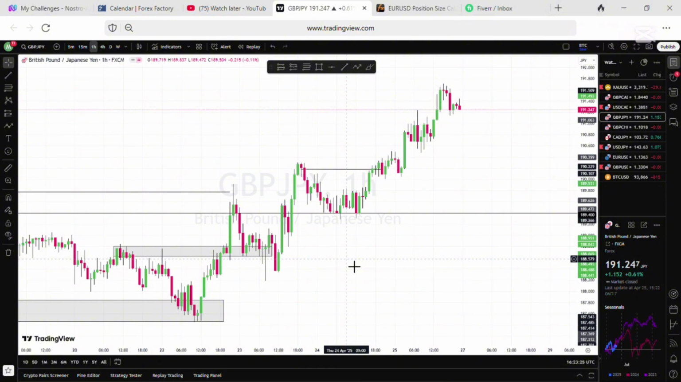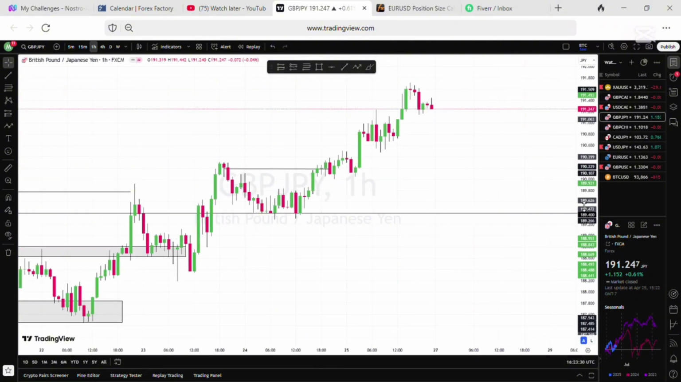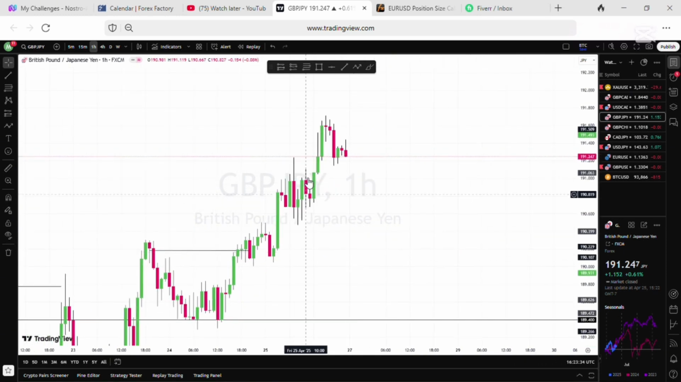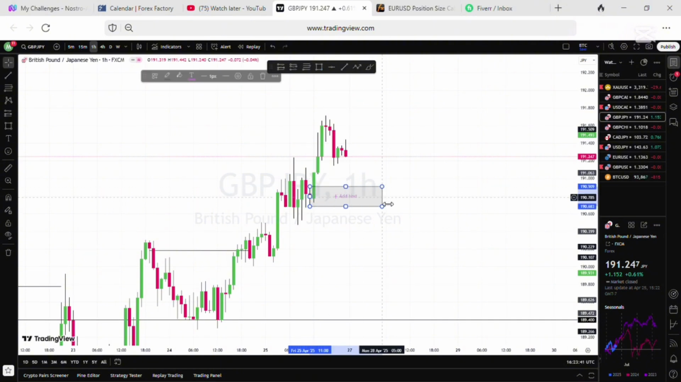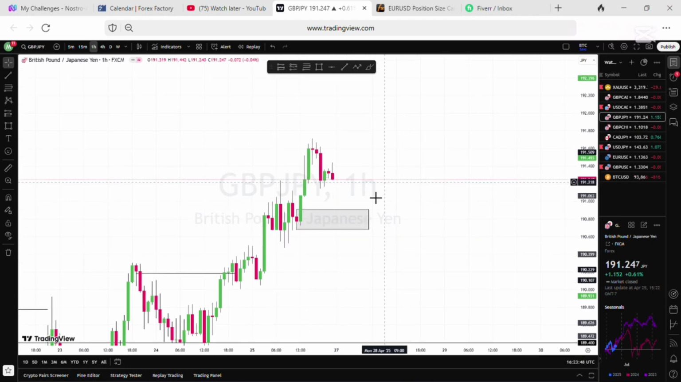So on GBP JPY, it's been bullish, so we just have to follow the trend. This is a demand zone here. All these things are rejections; we don't count all these. All these are manipulation. So this is a demand zone, before the upward movement. So we're expecting price to retest this zone.